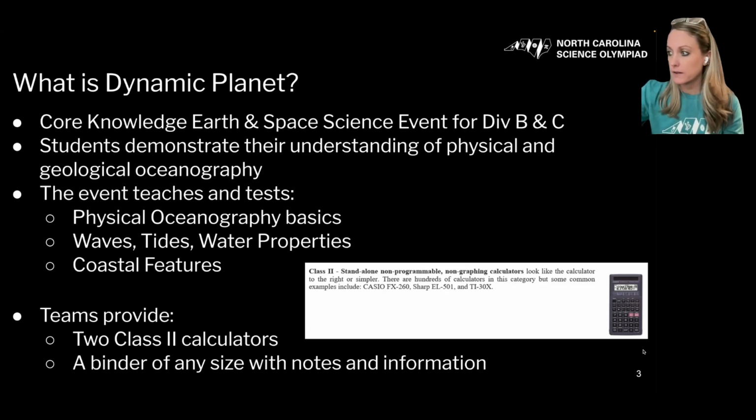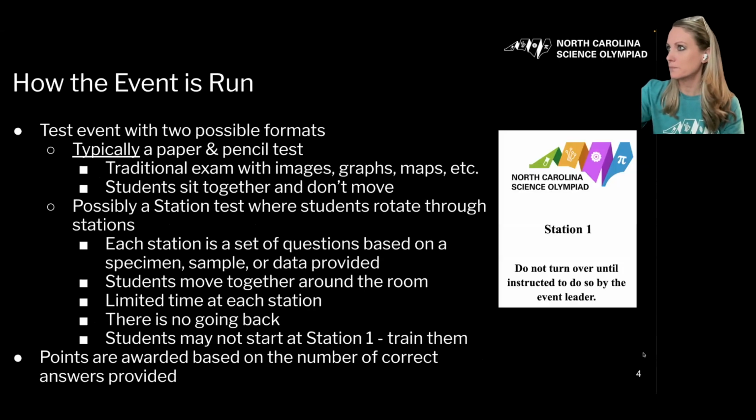And a binder of any size with notes and information. Notice it says any size. I think in the past this event was limited to maybe a 2-inch binder, but now it's any size with anything in it. So that excites kids, but it also poses a bit of a challenge for them because they try to bring in the biggest, most enormous binder ever, which is not always the best strategy.